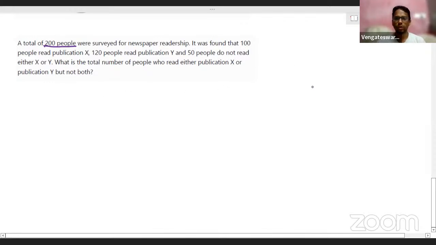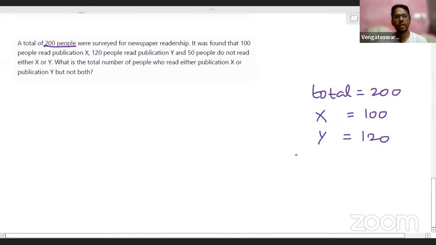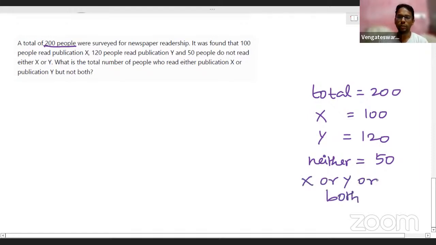So that means total you have 200 people, and X readers there are 100, Y readers there are 120. And what about neither X nor Y? So neither will be how many people? That is given to be 50 people. That means these 50 people can be ruled out from this 200. You understand that? That means how many readers are there? Either they read X or Y or both. X or Y or both. How many people will be there? Can you please tell me that one first?